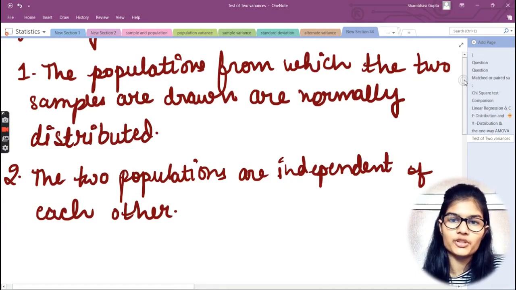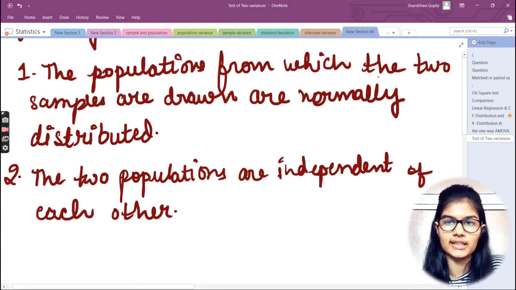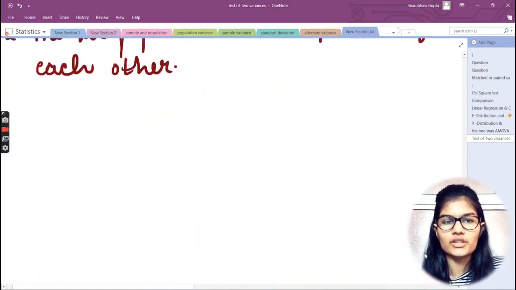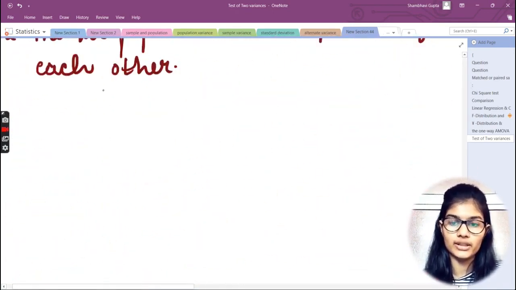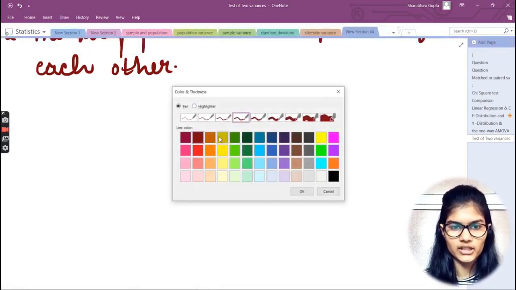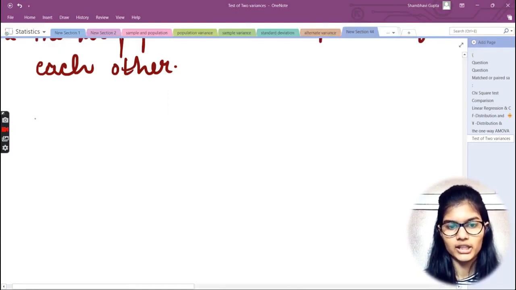In the previous video we discussed the test of two variances, what this test is and basically what we do and what we do not do. Now let's quickly take a very general example. I'm not going to solve anything, it's just a very general example. I will change the color, then proceed with the writing.